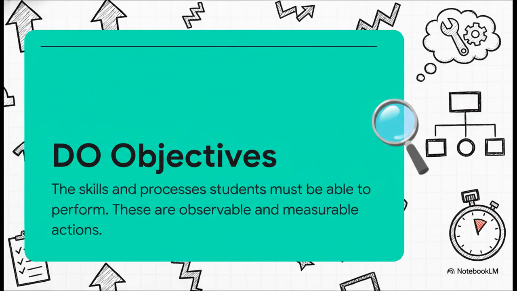And finally, we've got do. This is all about action. What can a student actually do to prove they've got it? These objectives are all about using action verbs because they're things we can see, things we can measure. It's the proof in the pudding.